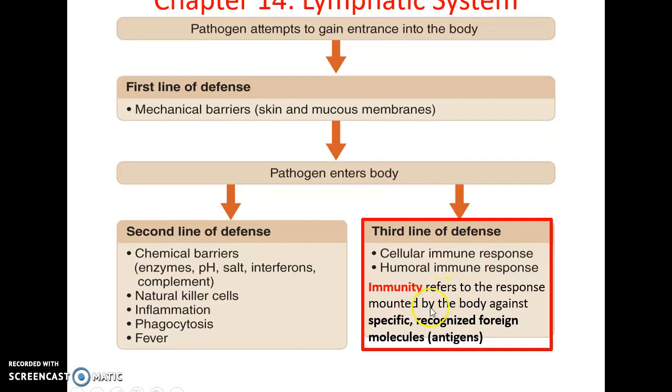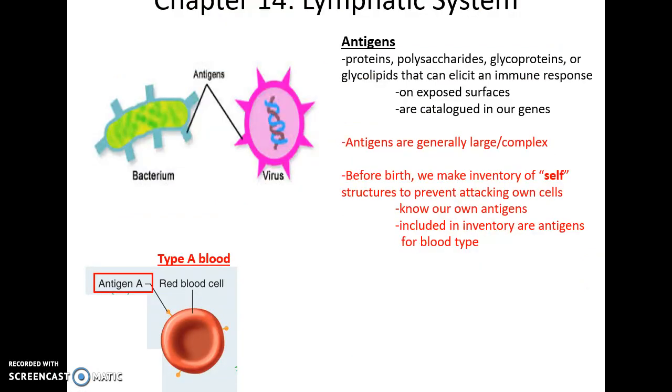Immunity refers to the response mounted by the body against a specific recognized foreign molecule. These are the antigens on the surface of the pathogens. So antigens can be proteins, polysaccharides, glycoproteins, glycolipids. They're on the surface of the pathogen, such as bacteria, viruses, and heck, they're even on the surface of our cells. We have antigens. Remember, blood type A has antigen A on it.